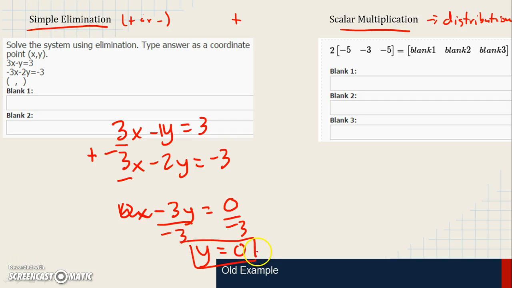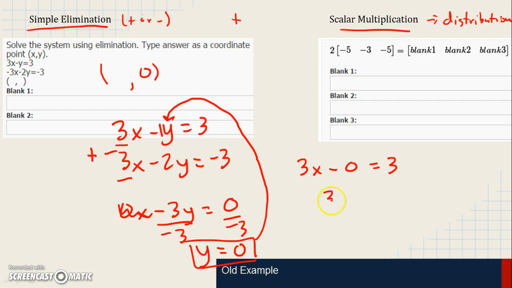Then our last step to complete the system was to find the x value, because we know the y value is 0. We would take the value for y and substitute it into the y variable in either equation. In this case, I'm going to choose the top equation. So I have 3x minus 0 for y equals 3. So essentially we just have 3x equals 3, and then we can solve for x by dividing by the number it's being multiplied to it, and x equals 1. So there is the first example.